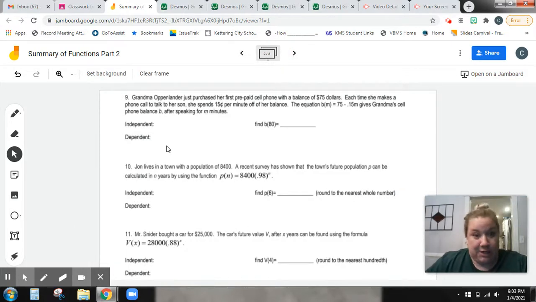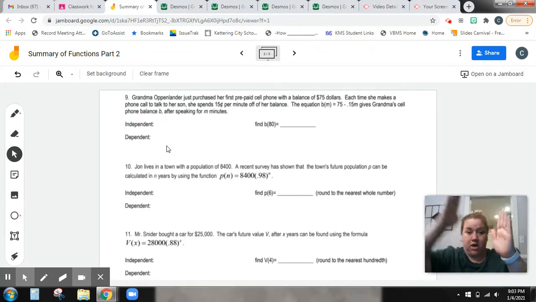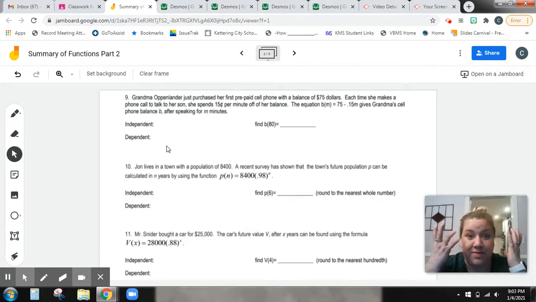Let's go to number 9. Grandma Openlander just purchased her first prepaid cell phone with a balance of $75. Every time she makes a call to talk to her son, she spends 15 cents. So she has the balance of 75, she makes a call, 15 cents a minute, right? As the minutes go on, what's changing? Her balance, right? We can think about that problem before we even look at the equation.